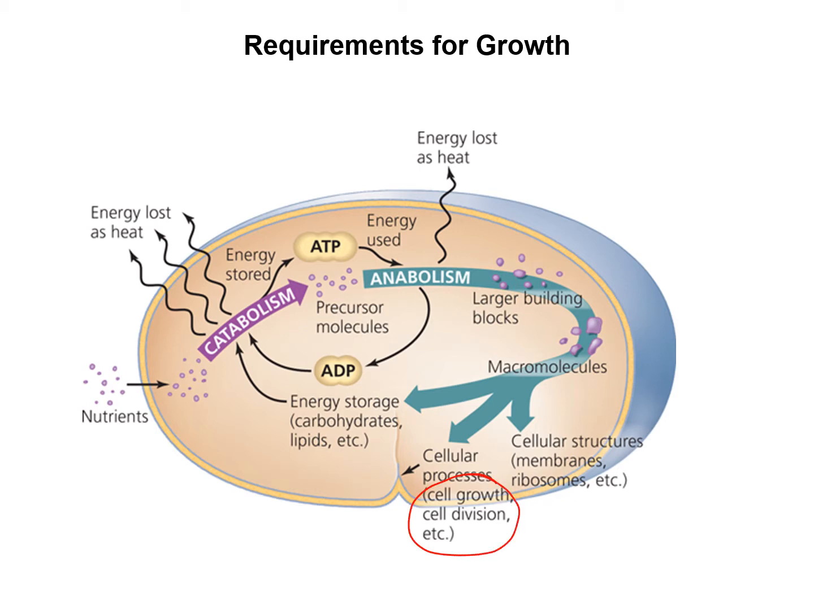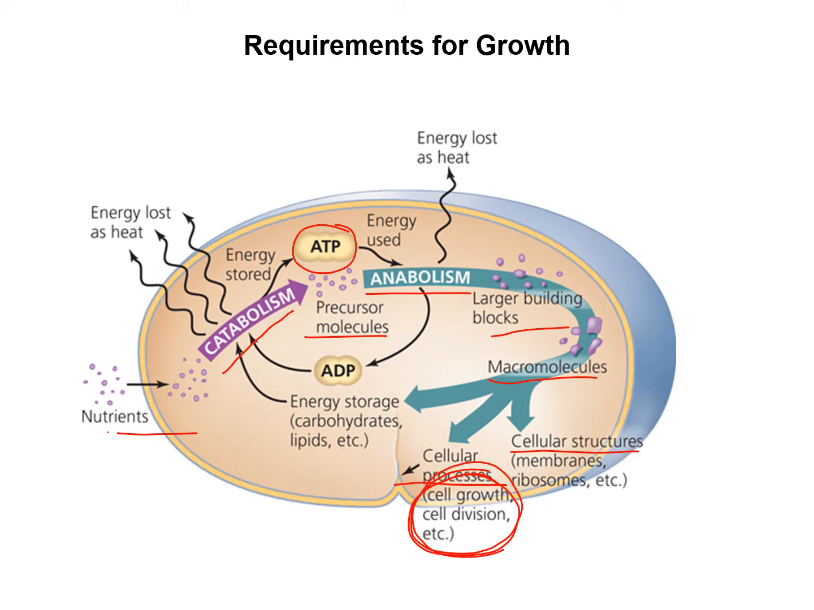In order for this process to occur, the cells need to be able to metabolize. They need to be able to take in nutrients, perform catabolic reactions on those nutrients, to release energy that can be readily used by the cell, and to produce precursor molecules that can be used in anabolic reactions to build larger molecules such as the macromolecules, which can be used in cellular structures and also to help with cellular processes such as cell growth and cell division.